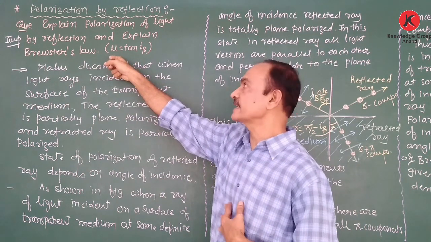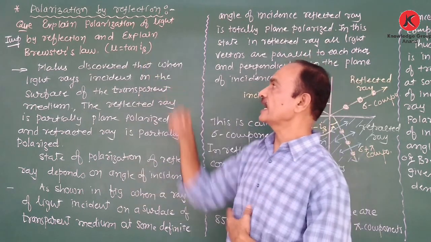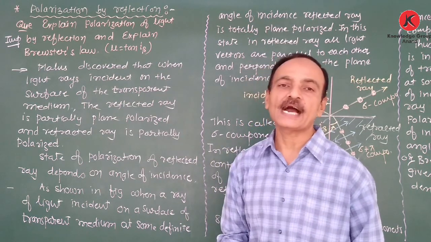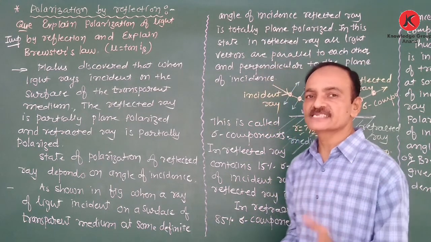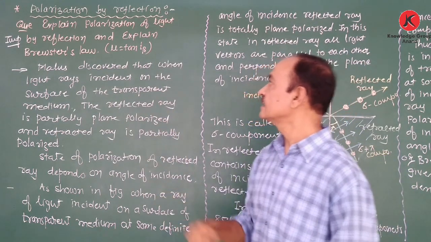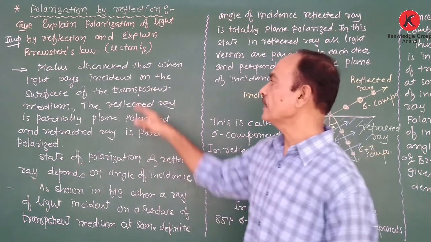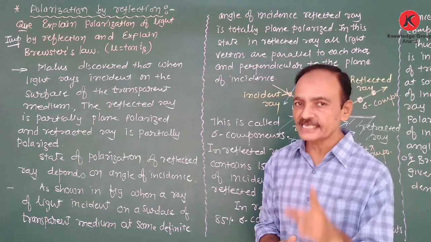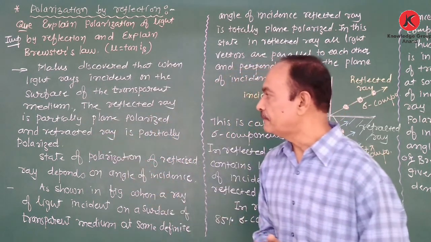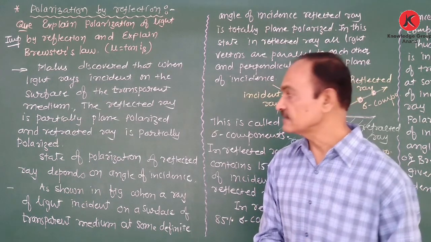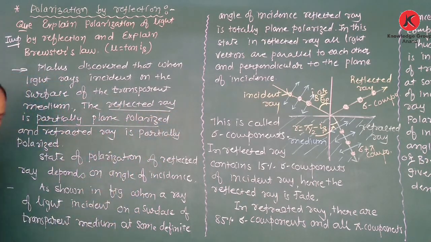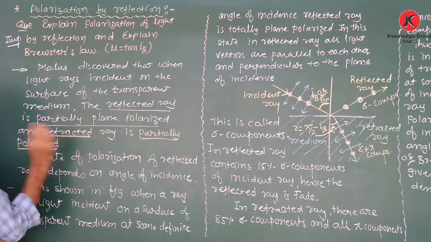The refractive index of the given material is equal to the tangent of the angle of polarization, i_B or theta_P. That means we have to obtain the equation mu = tan i_B. For that purpose, we already discussed Malus law. Malus discovered that when light is incident on the surface of a transparent medium, the reflected ray is partially plane polarized. Now listen here, there are two seemingly contradictory sentences: the reflected ray is partially plane polarized, while the reflected ray is partially polarized only.